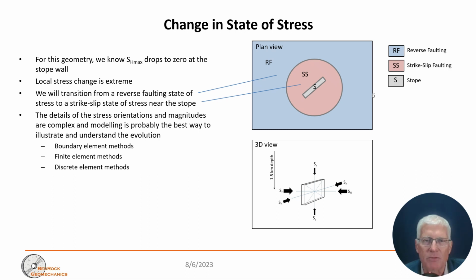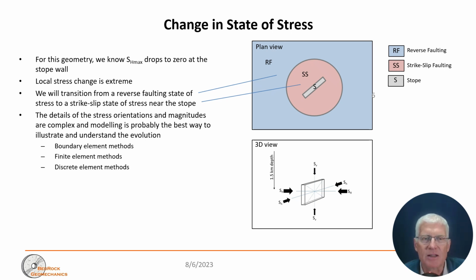We're also going from a reverse faulting state of stress, shown in plan view as the blue region, to a strike slip faulting state of stress, and there'll be a transition between the two, somewhere between the far field, far away from the stope, and getting close to the stope. So the stope is the light gray area in the middle, shown as S.